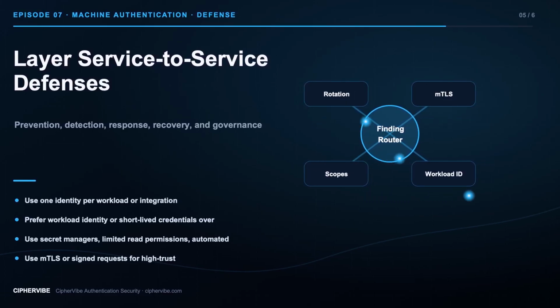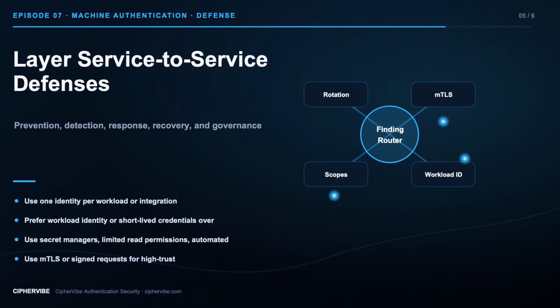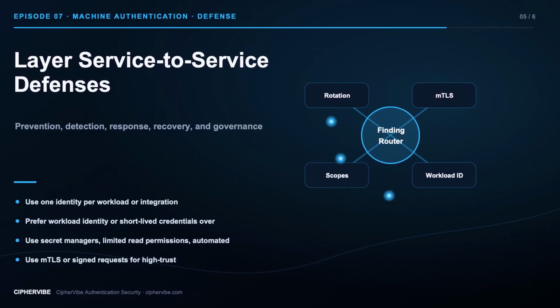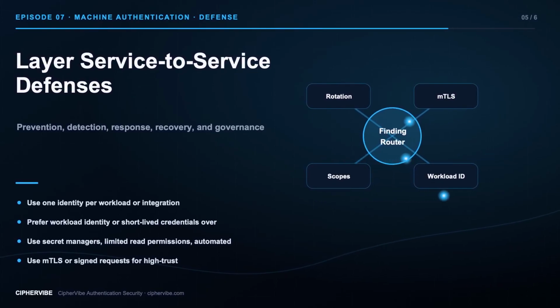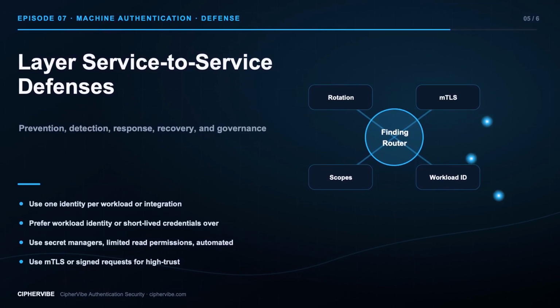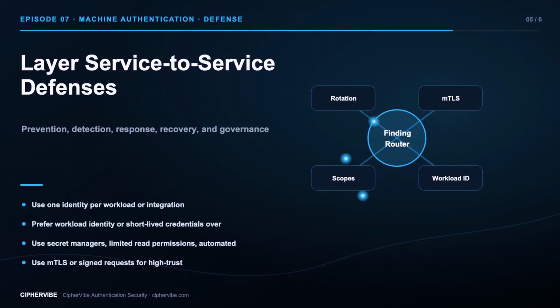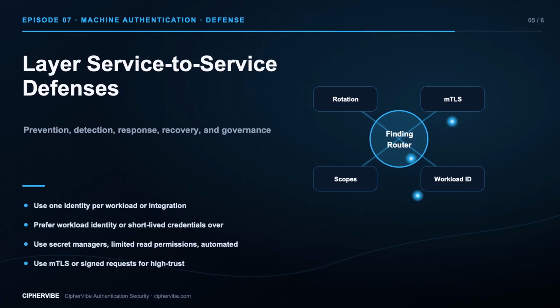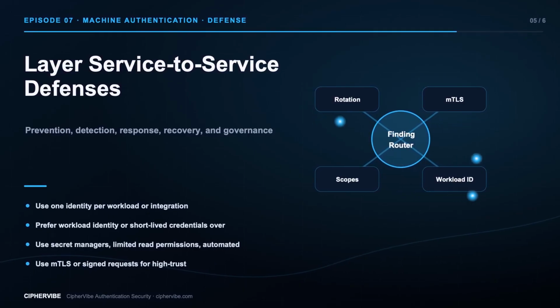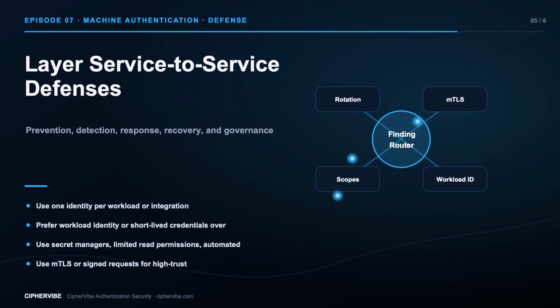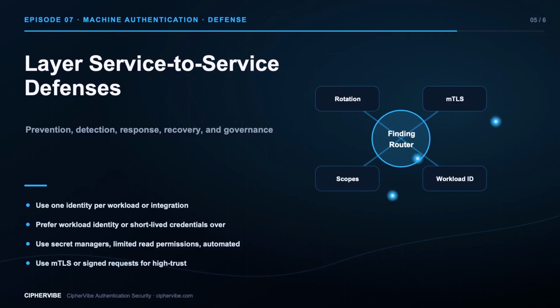Fifth, secure webhooks with signatures, timestamp windows, replay protection, idempotency, secret rotation, and source validation where possible. Sixth, monitor new service credentials, permission expansion, unusual source, dormant identity use, failed signatures, expired certificates, and pipeline token anomalies.